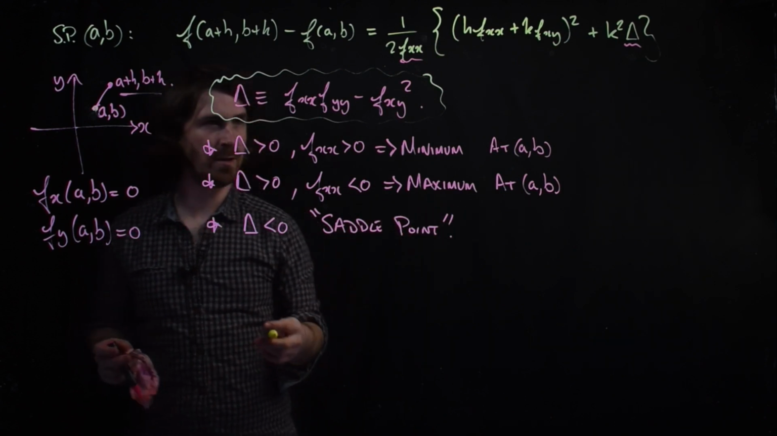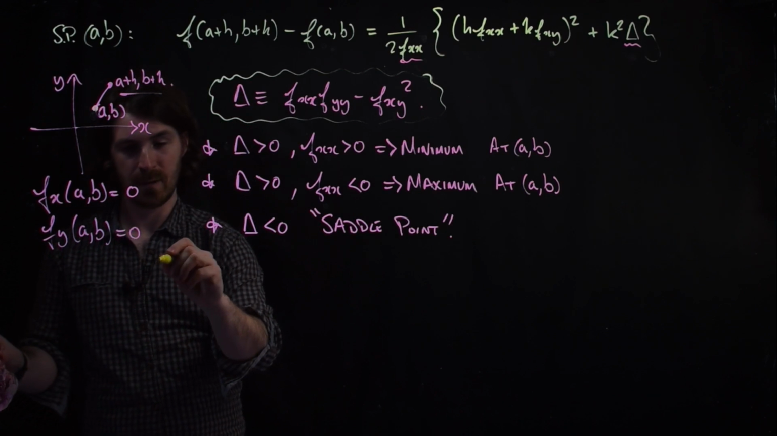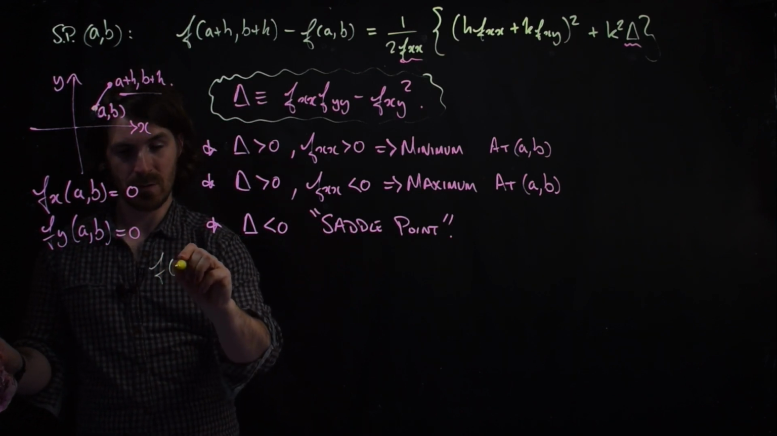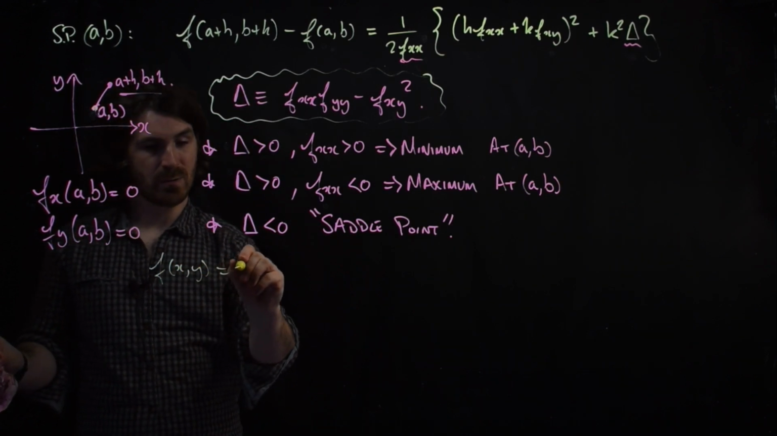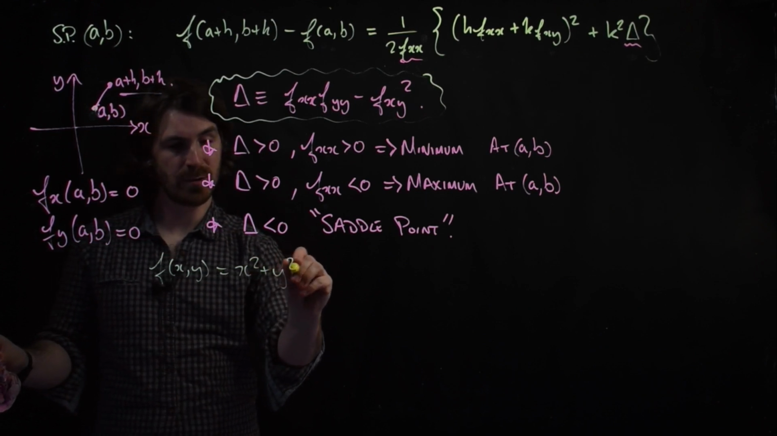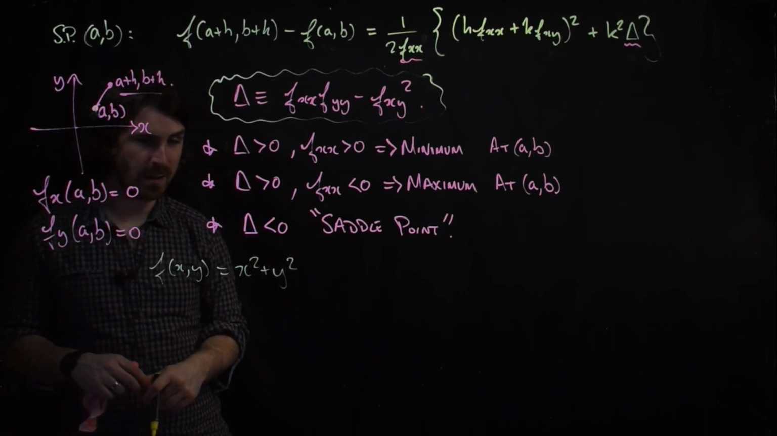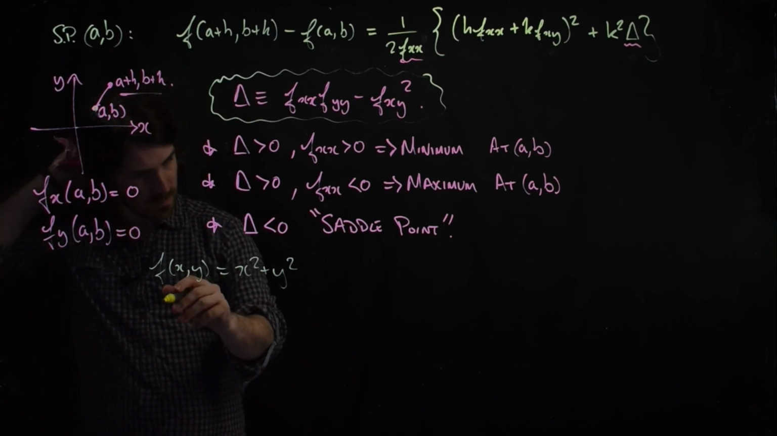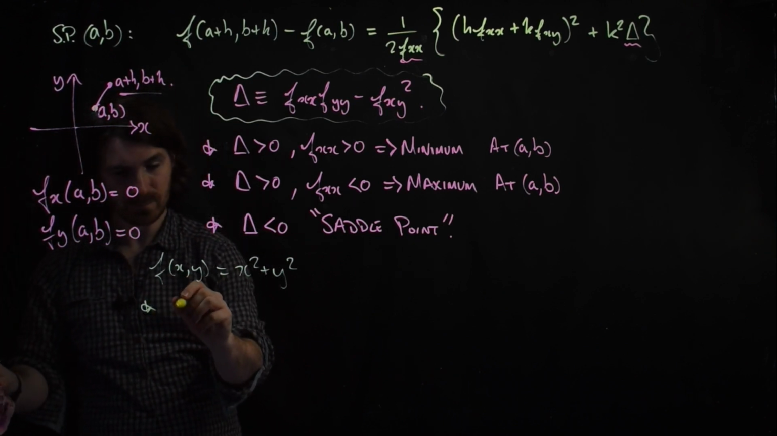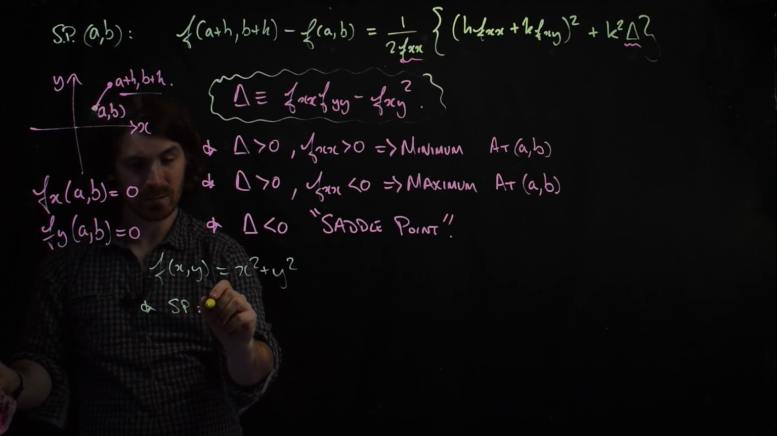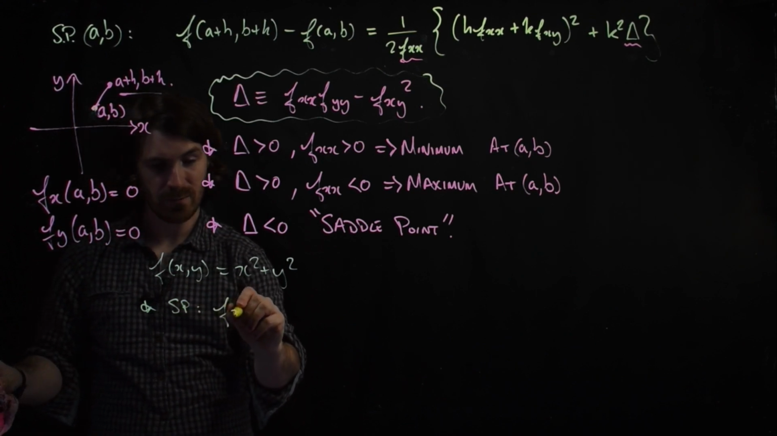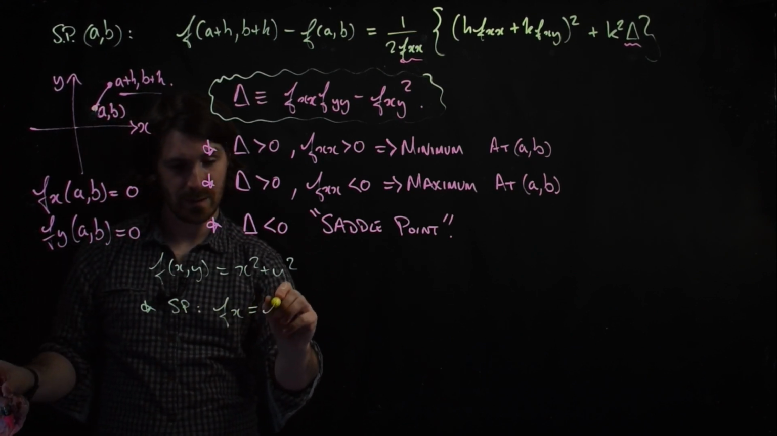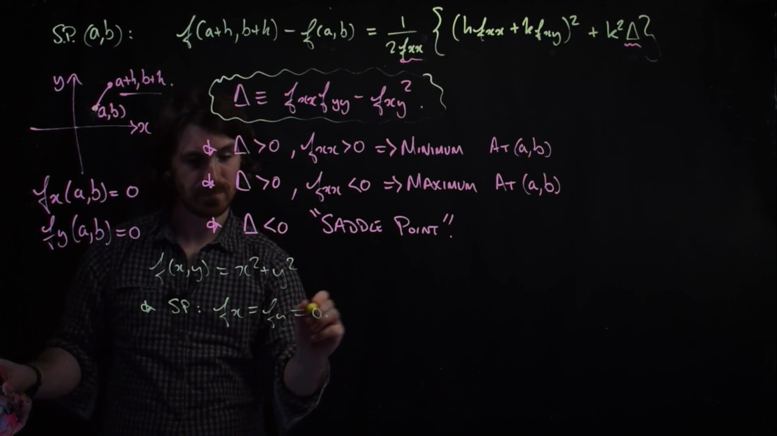But let's think about a simple example. Let's think about the function x squared plus y squared, and let's investigate its stationary points. Okay, so how do we find the stationary points? Stationary points are when f_x and f_y are 0.